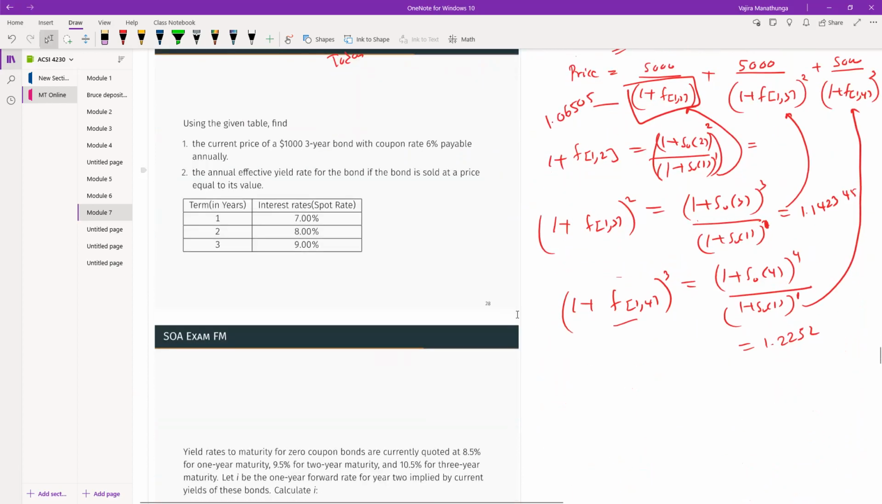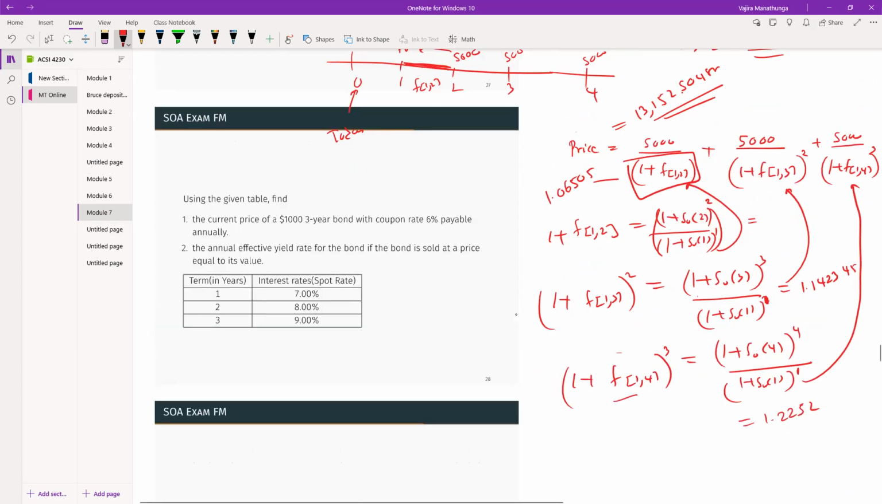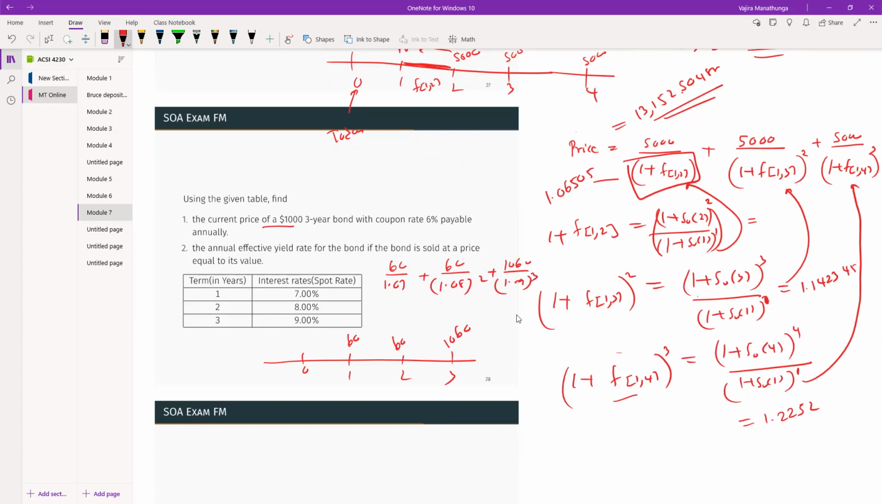So here's another exam question. Using the given table, find the current price of a 1,000 3-year bond with coupon rate 6% payable annually. So that is basically the spot rate. The coupons would be 60, 60, 1,060. And for the price, you basically discount each term by the spot rate. So 60 divided by 1.07, plus 60 divided by 1.08 squared, plus 1,060 divided by 1.09 to the 3. That would be the price.